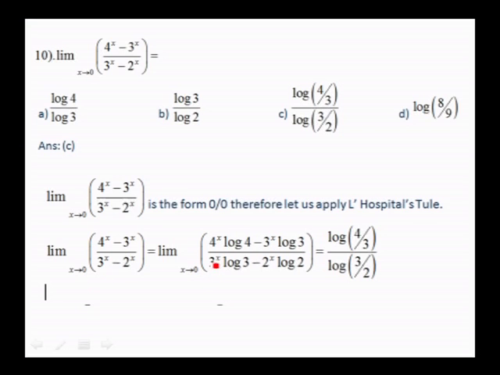Denominator is 3 to the power of x into log 3 minus 2 to the power of x into log 2. Now you allow x to tend to 0, you get log of 4 minus log 3 over log 3 minus log 2, that is log 4/3 over log 3/2. So the option is C. C is the option.